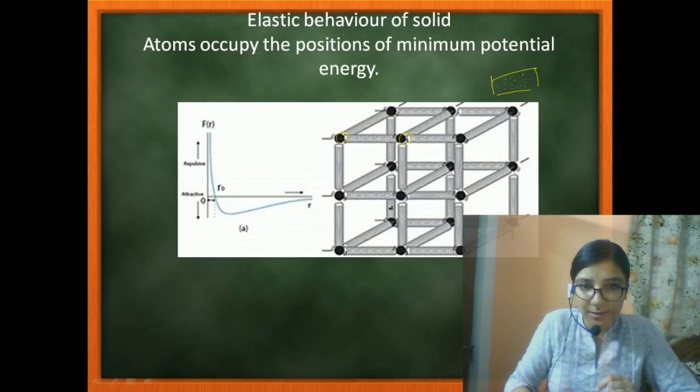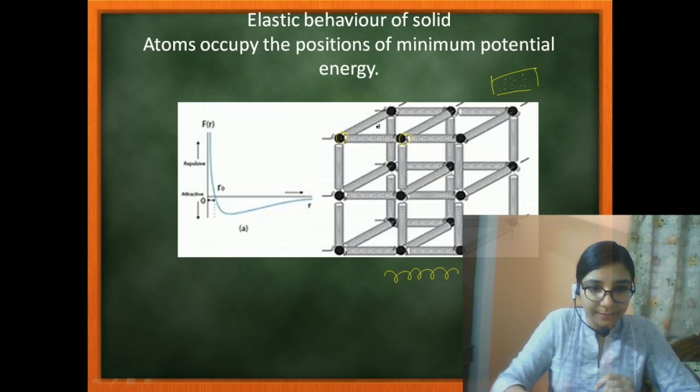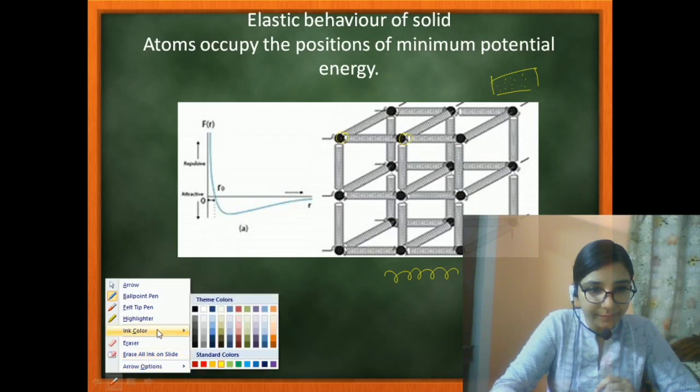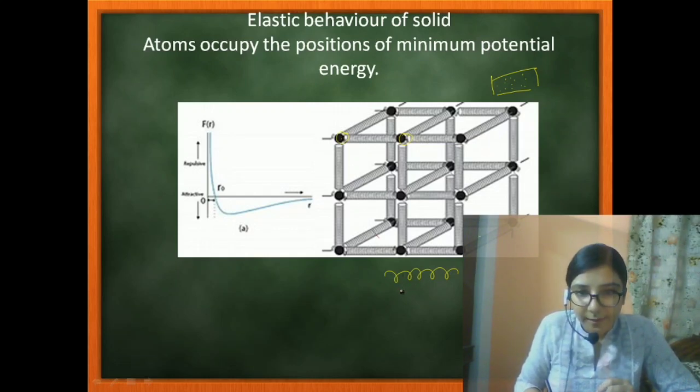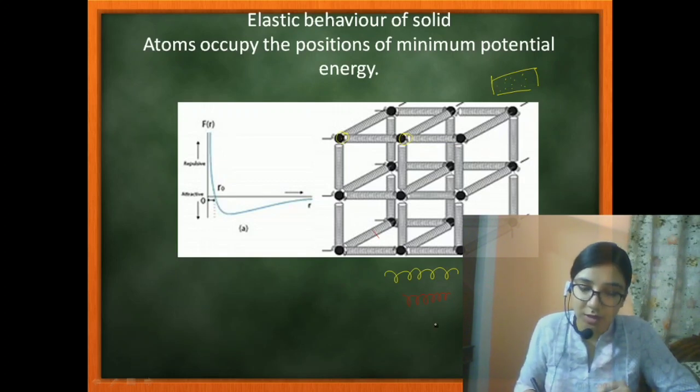Before going into this, let's recall the property of a spring. What is the property of a spring? If we apply some force and compress it, its potential energy increases, right? Because of this potential energy, it will again regain its original configuration. It will come to its initial state and try to have minimum potential energy.